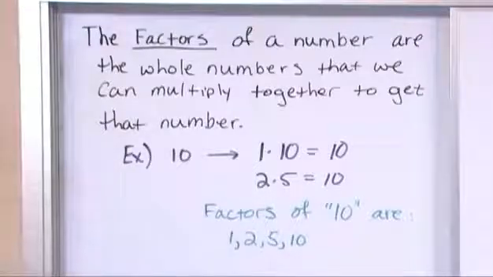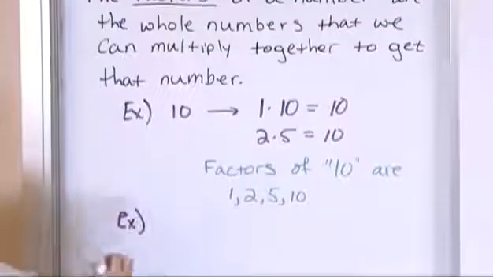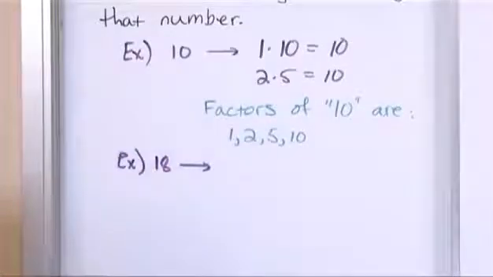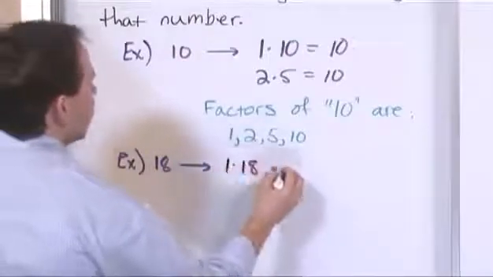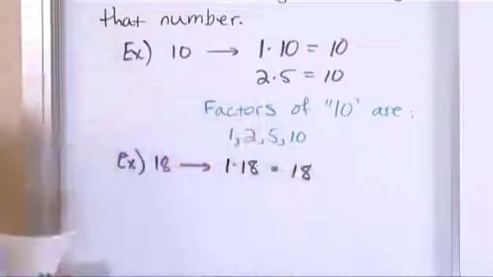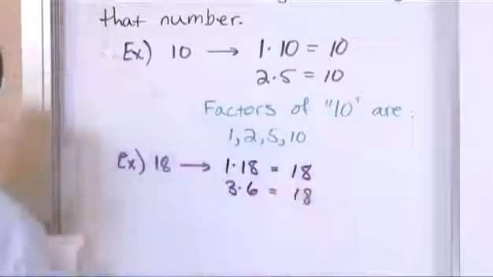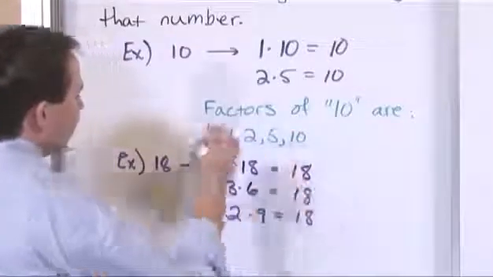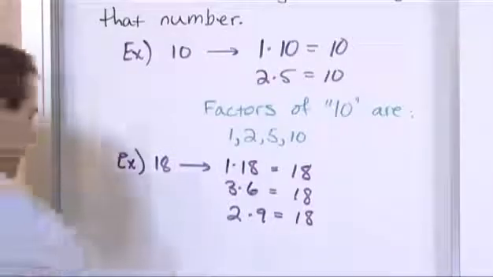Let's pick another example, something that would have a few more factors. The number 18. Nice, simple number. You shouldn't be too scared of that. Well, let's start talking about what times what can equal 18. We know that 1 times 18 can equal 18, right? We know that 3 times 6 can equal 18. And we know that 2 times 9 can equal 18. So we have a lot of numbers that can be multiplied together to equal 18.